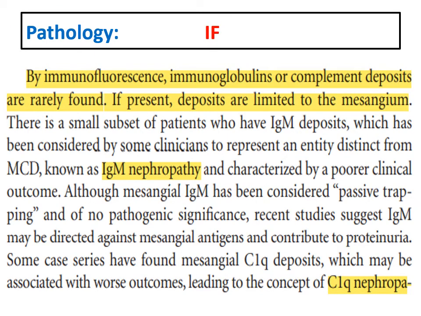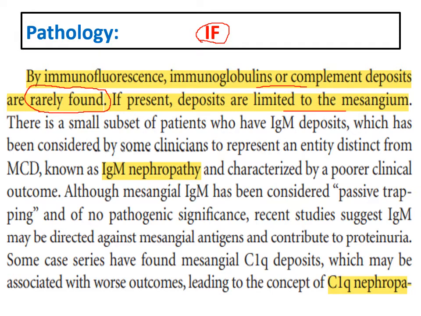Right. What about the immune fluorescence? By immune fluorescence, immunoglobulin and complement are rarely found. يبقى second important point, there is still a minimal affection by immune fluorescence. Deposits, immunoglobulin and the complement deposit are rarely found in minimal change. If present غالبا بيبقوا limited للميزانجيوم.